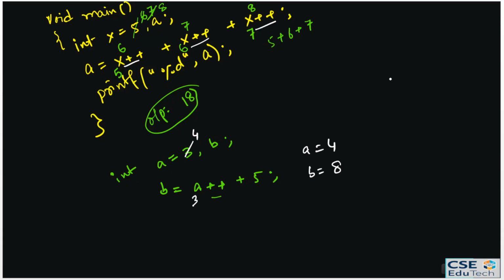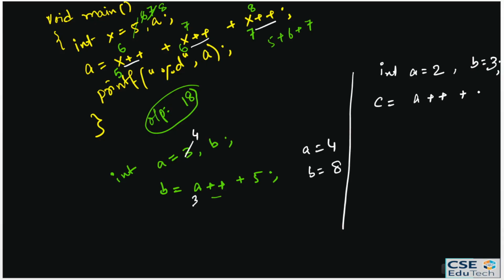Another example. Suppose int a equal to 2 and b equal to 3 given, and c equal to a++ + ++b. Clear? Now what is the value of a, what is the value of b, and what is the value of c?